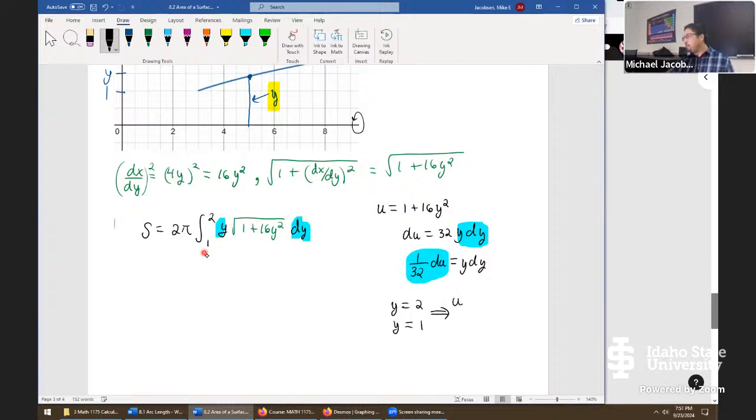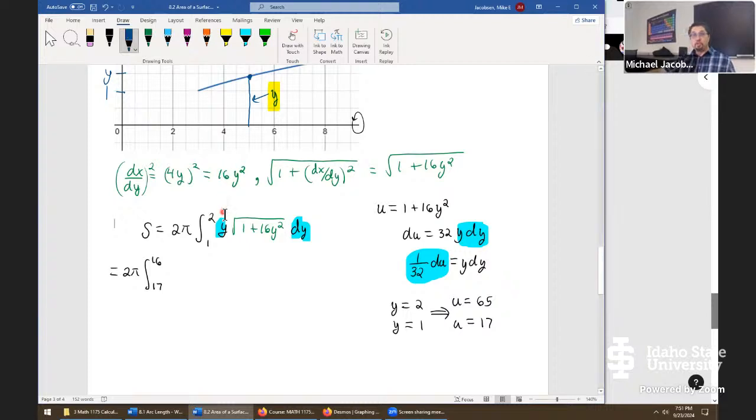That will imply the new variable u goes from, let's see, plug 2 here, it's 4 times 16, 64, plus 1 for 65. Next, plug a 1 inside there, that's 16 plus 1 for 17. We're going from 65 to 17 on this integral then. So take 2 pi and integrate from 17 to 65.